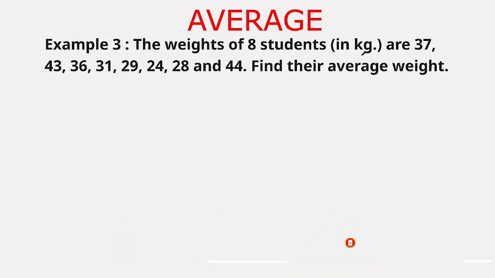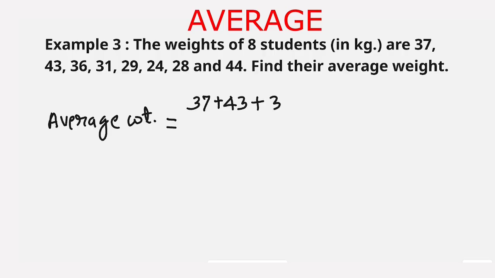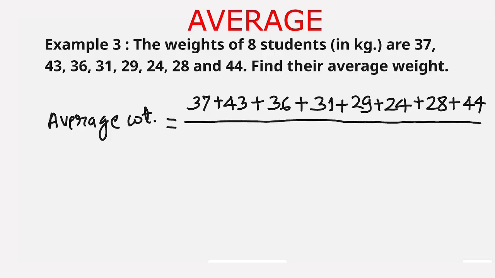Find their average weight. Average weight equal to, we add all these observations which are 37 plus 43 plus 36 plus 31 plus 29 plus 24 plus 28 plus 44. These are 8 observations, so we divide it by 8.